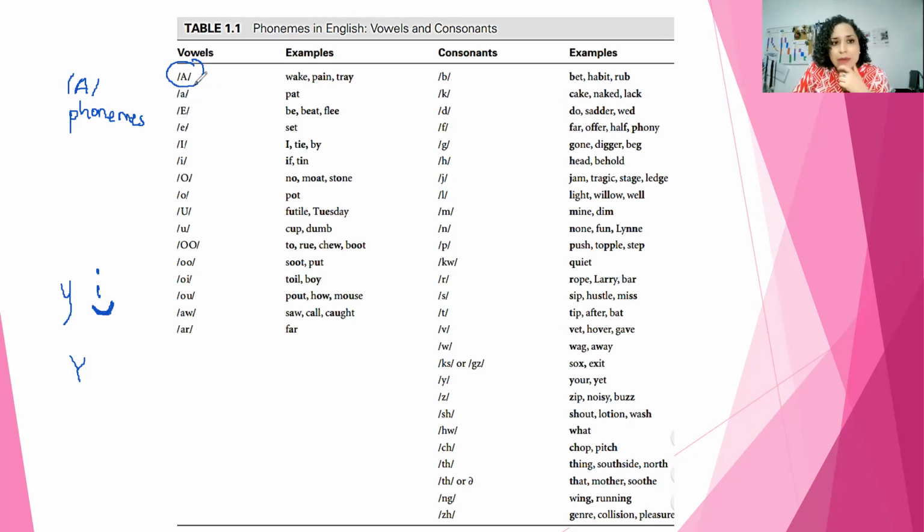So when you see the capital A, you are referring to the actual sound of the ABCs.